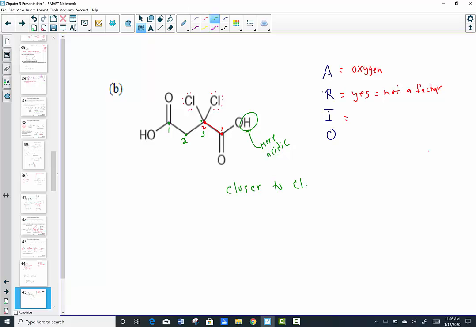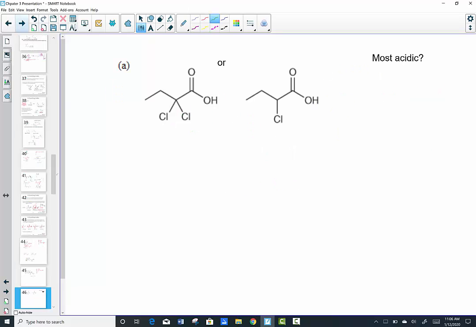These are both carboxylic acids. Cool, they're exactly the same functional group, so not a factor. Yes, they both have the ability to be stabilized by resonance, not a factor. That leads us to go down to ARIO. Are any going to have a greater influence in terms of the inductive effect?